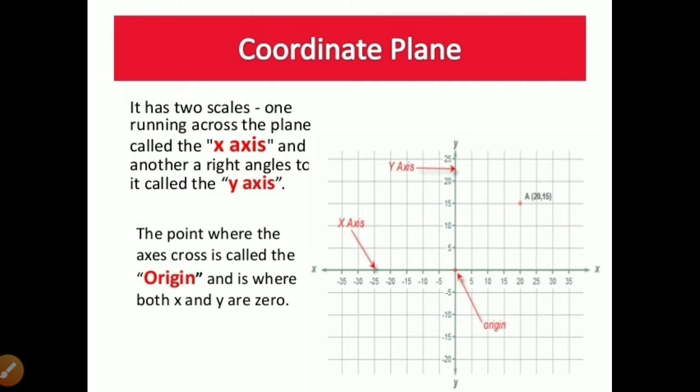One is the x-axis and the second is the y-axis. You can see the horizontal line is your x-axis and the vertical line is called the y-axis, and the point where they intersect each other is your origin point. At the origin, the coordinates of x and y are 0.